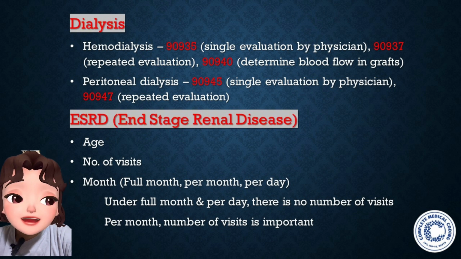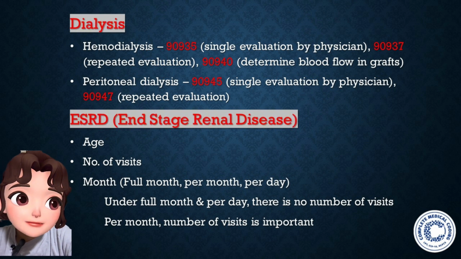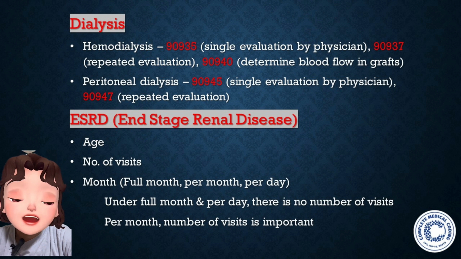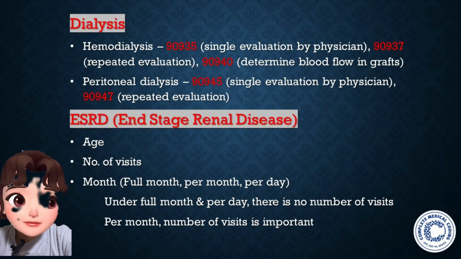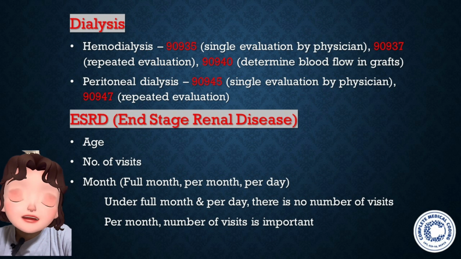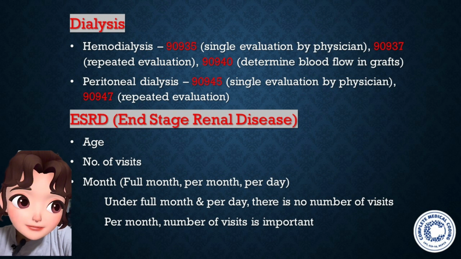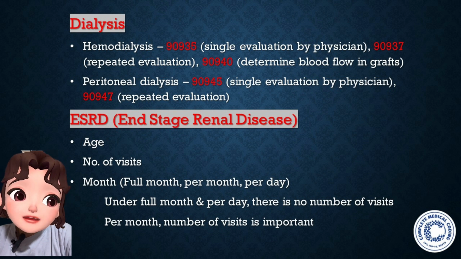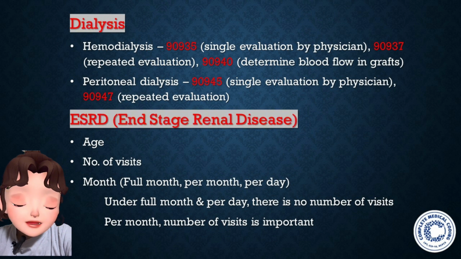Now, what is ESRD? End-stage renal disease. In end-stage renal disease, while coding, we have to look into three important points: age, number of visits, and the month. Month in the sense it can be a full month, per month or per day. Under full month and per day, there is no number of visits, but for per month, the number of visits is important.